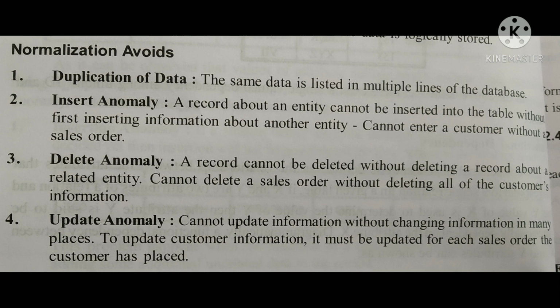The rules of normalization. Normalization rules are divided into the following normal forms. The first rule is the first normal form. The second rule is the second normal form. The third rule is the third normal form. The fourth rule is the BCNF, Boyce-Codd normal form. By using these four rules, you can eliminate these anomalies in a particular manner.